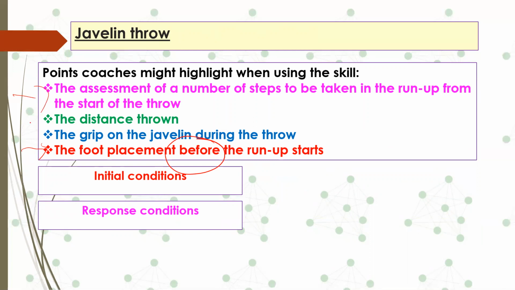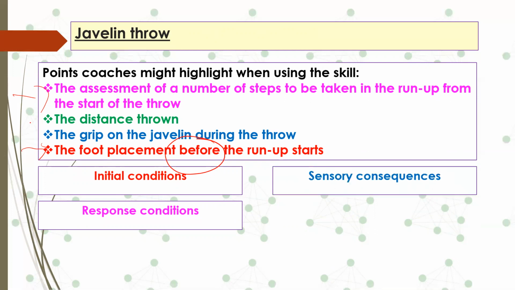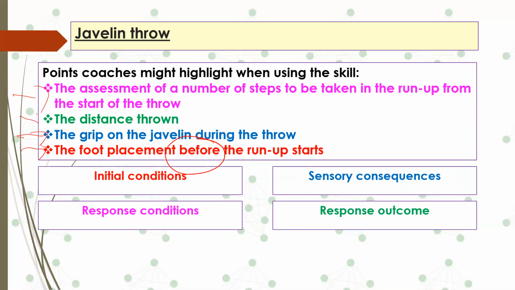So you look at your options, you're making a decision, the assessment of the number of steps to be taken in the run-up. You then have this, which is the sensory consequences to do with adjustments of the grip. And then finally, the distance, which is the outcome, the response outcome. Okay, so 4 key stages. Now, hopefully you've got those right. Make any adjustments with purple pen that are necessary.